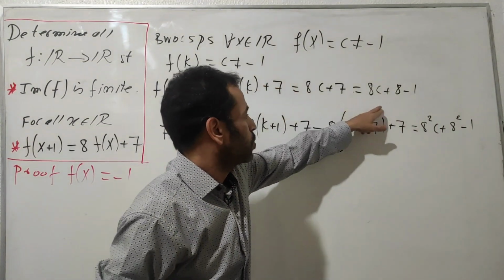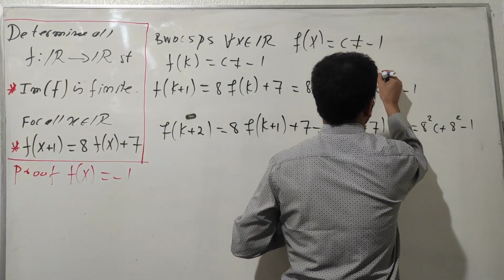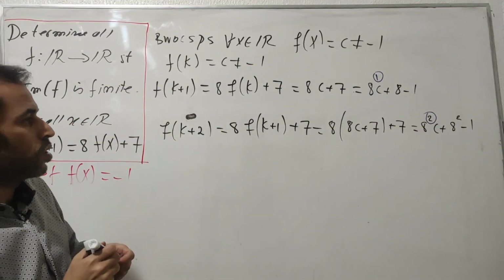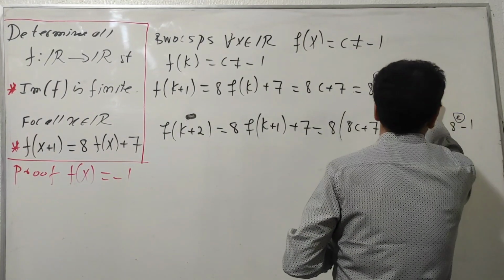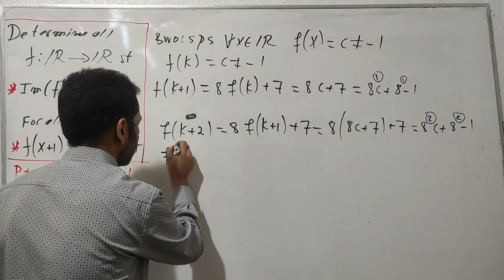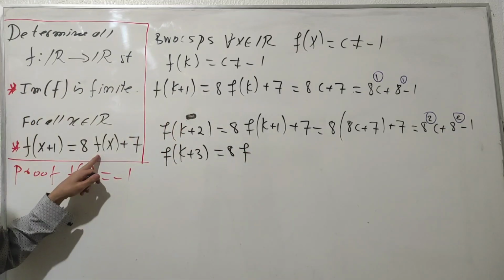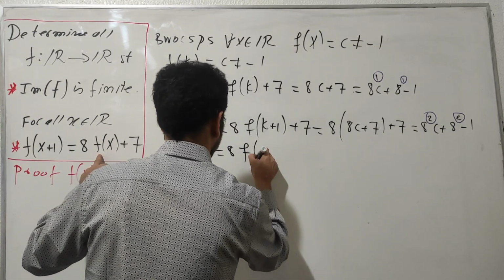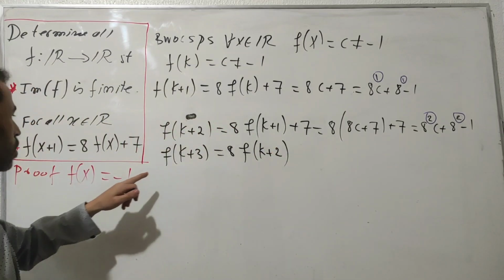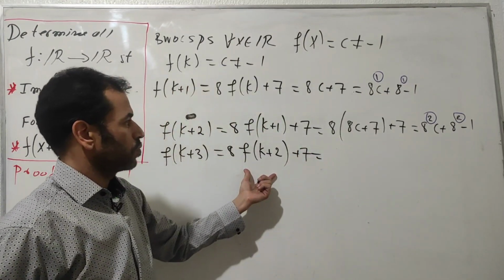So it looks like it's going to follow the same pattern. We get exponent 1 here, exponent 2 here, and the number 1 here. So for this third value, f of k plus 3 equals 8 multiplied by f of k plus 2, always using the original expression, replacing x with k plus 2, plus 7. I'm going to replace these things into this one.